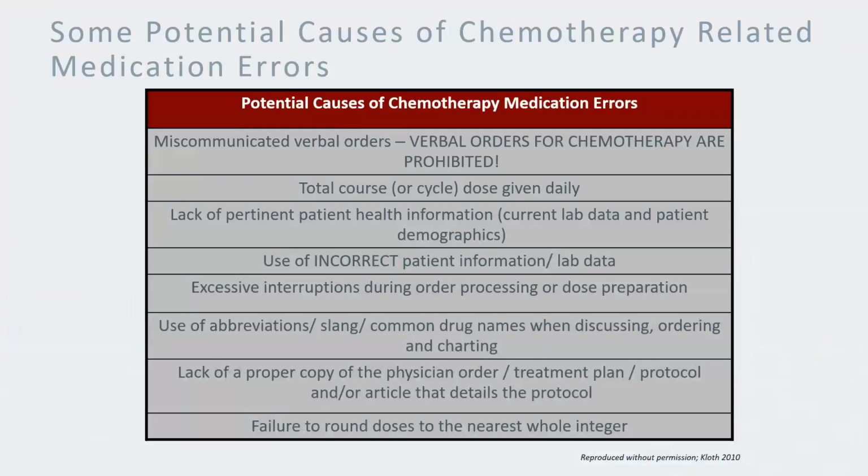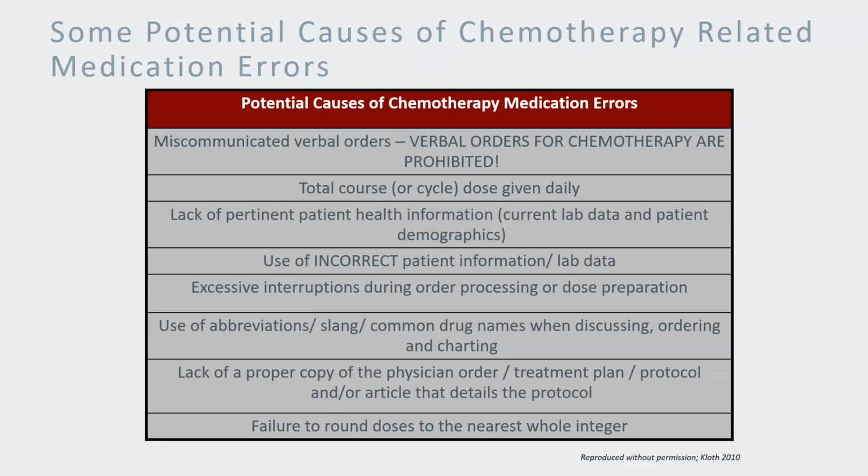So what are some potential causes of chemotherapy-related medication errors? So certainly miscommunicated verbal orders, which is why here at UW and at most places, verbal orders for chemotherapy are prohibited other than to stop chemotherapy. The total course or cycle dose given daily, a lack of pertinent patient health information, such as current lab data, patient demographics, use of incorrect patient information or lab data. Here at UW, we've had errors due to, instead of inches, putting in centimeters or vice versa, which of course gives you the wrong body surface area.